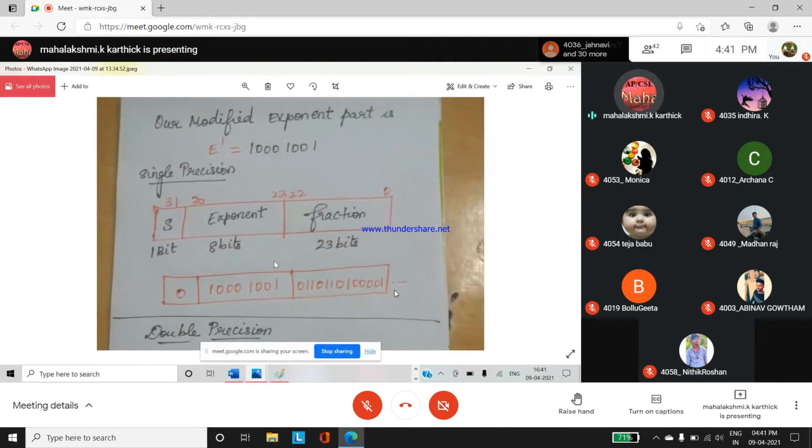So our modified exponent part is now placed into the single precision format. All know this is one bit, 8 bits, and 23 bits. The sign bit is already known to be 0. What do I have to place in the exponent field? The biased value, now in 8 bits, and then the remaining mantissa bits.